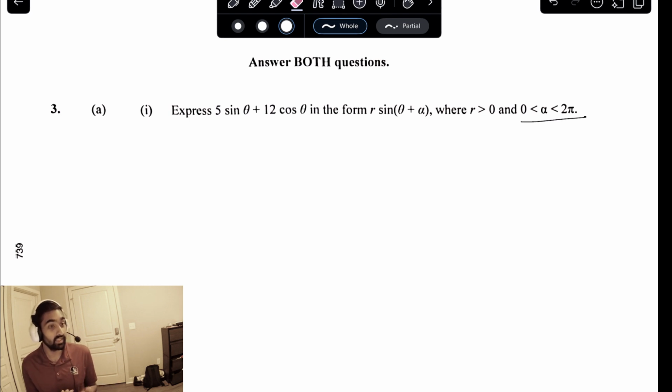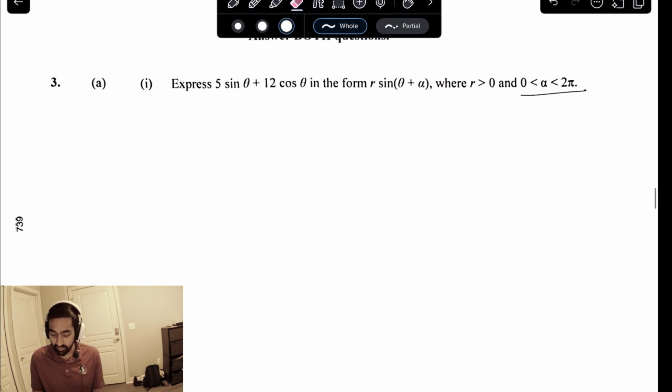First thing you should see is when 0 is less than alpha less than 2 pi, that means that alpha is in radians. Just make sure that your calculator is always in radians for questions like these, because if it's in degrees, you're just going to have the wrong answer. So that's an important thing to double check.